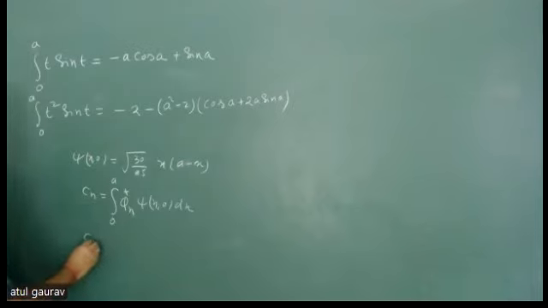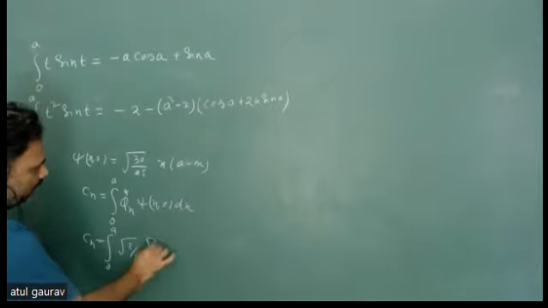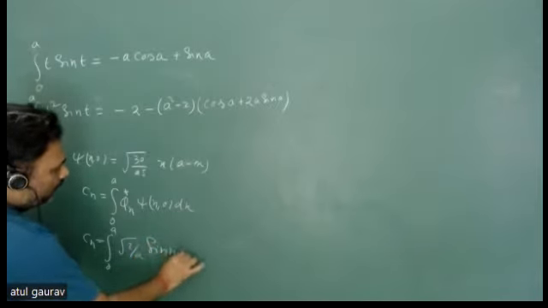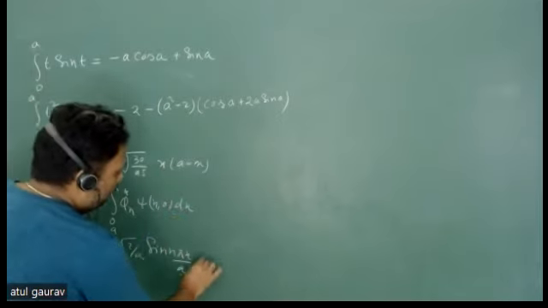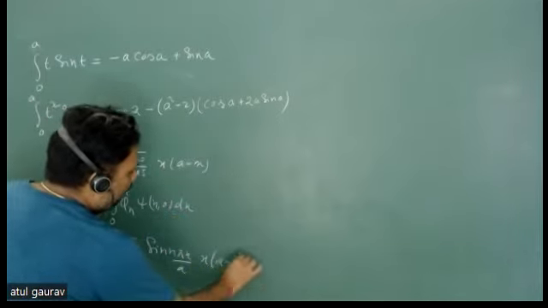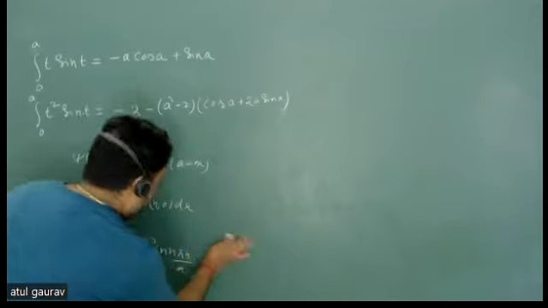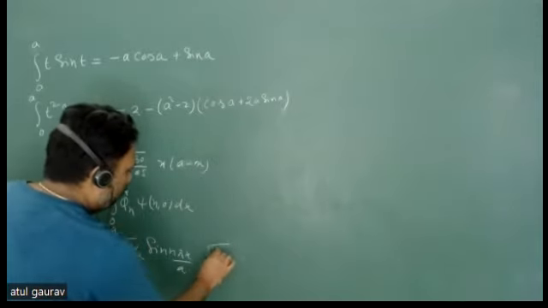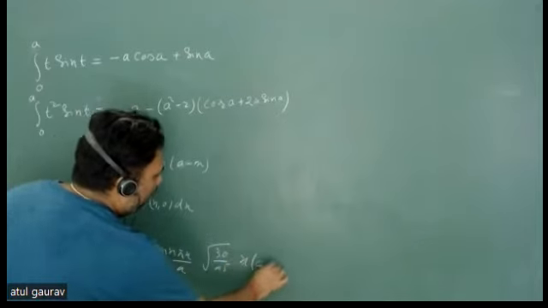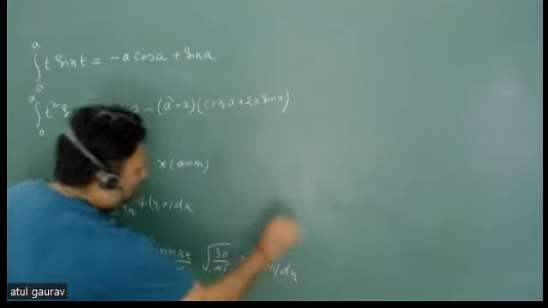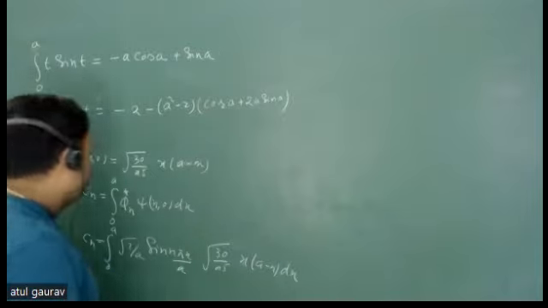So this Cn is nothing but the integral from 0 to a of root under 2 upon a sine n pi x upon a, and this psi x 0 is x into a minus x, and sorry, I will have to take the normalization also, root 30 upon a to the power 5, x into a minus x dx. So we have to do this integration.